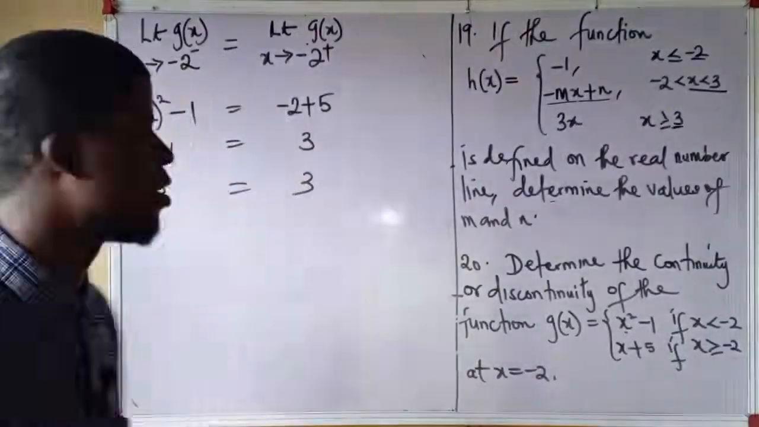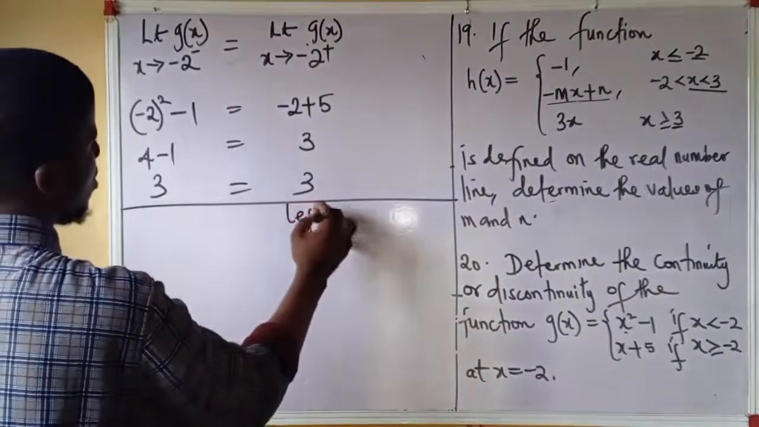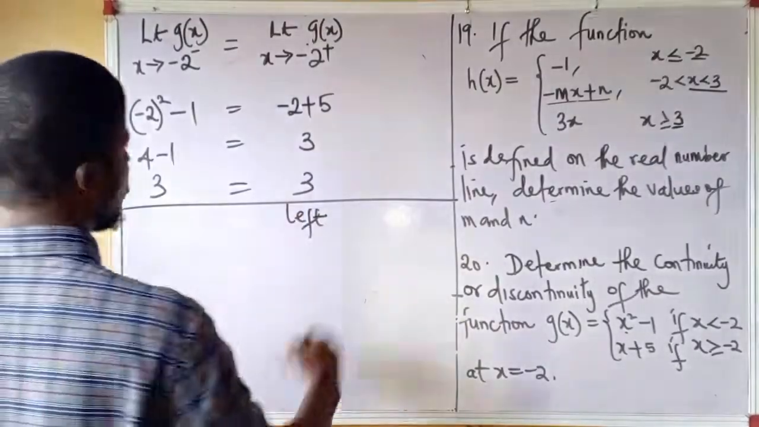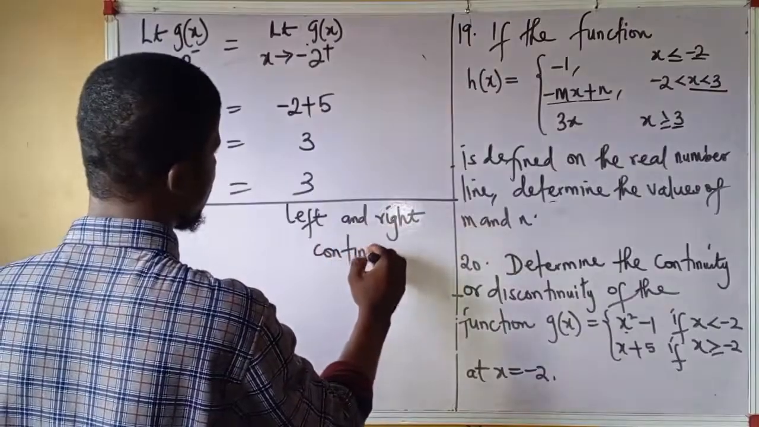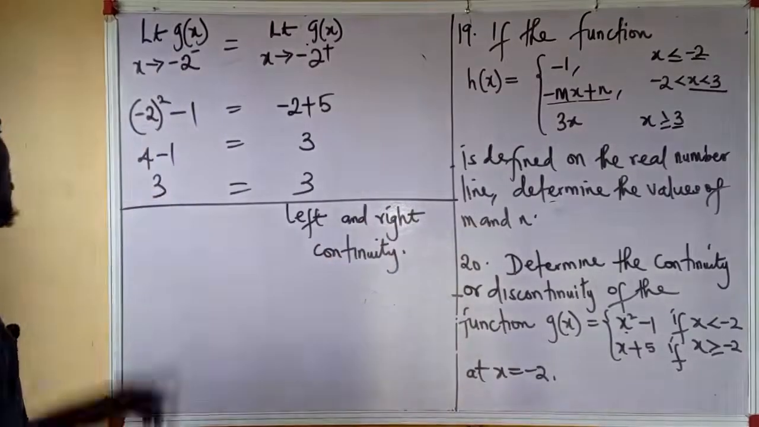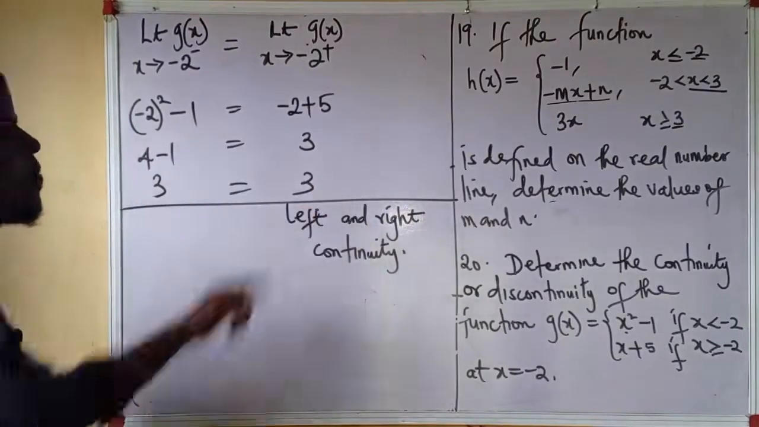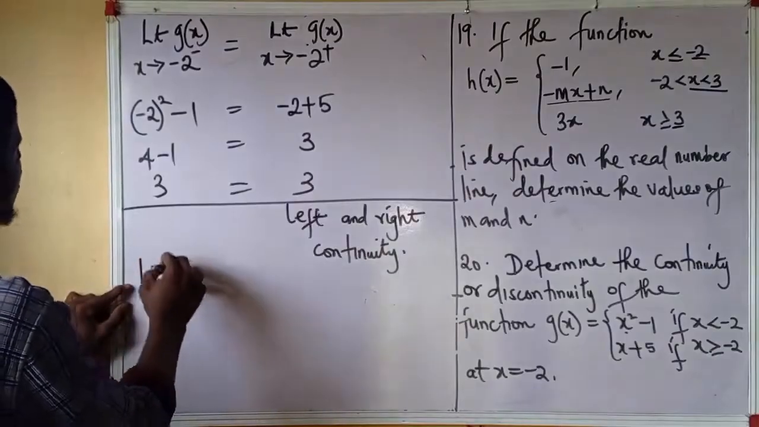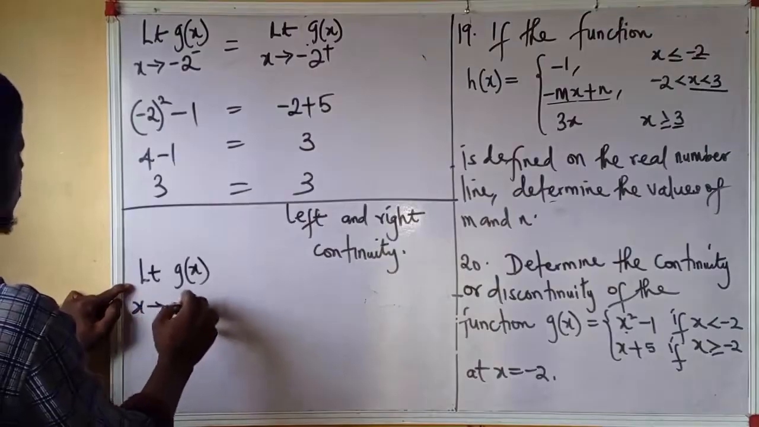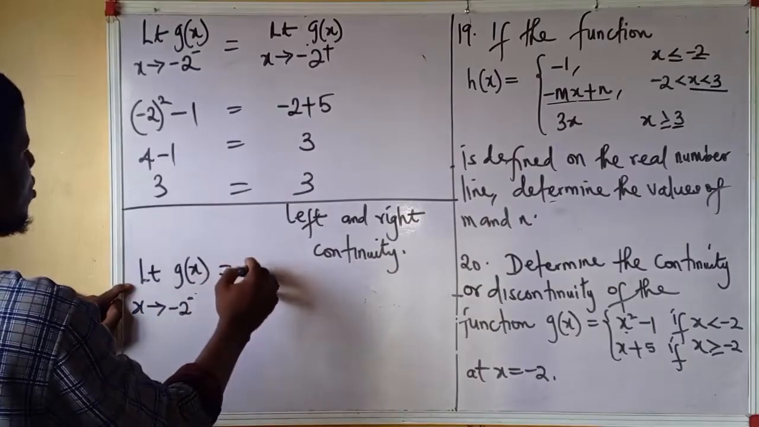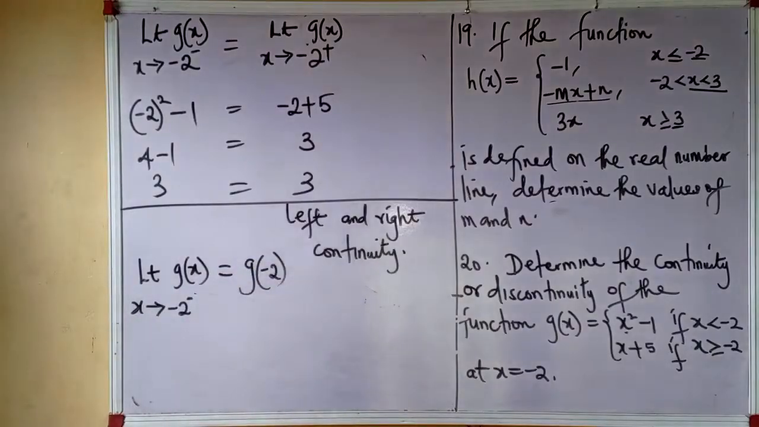There's something I want to quickly say. There is the idea of left continuity and right continuity. The left-hand limit is equal to 3. The right-hand limit is equal to 3. If the left-hand limit, the limit of g of x as x approaches minus 2 from the left, is equal to g of minus 2, that means the function is left continuous.